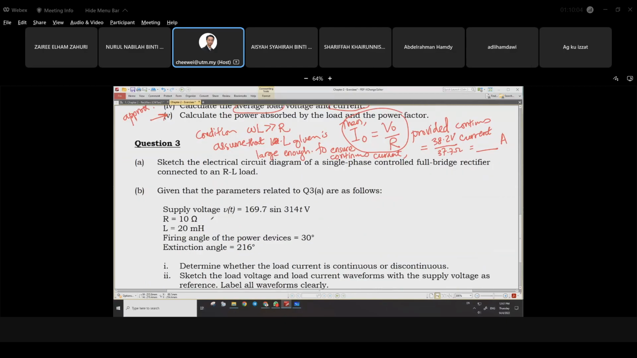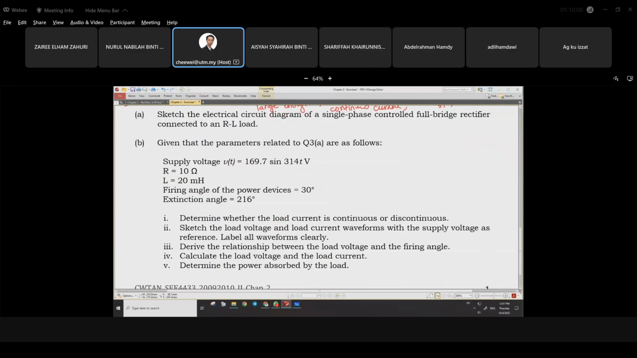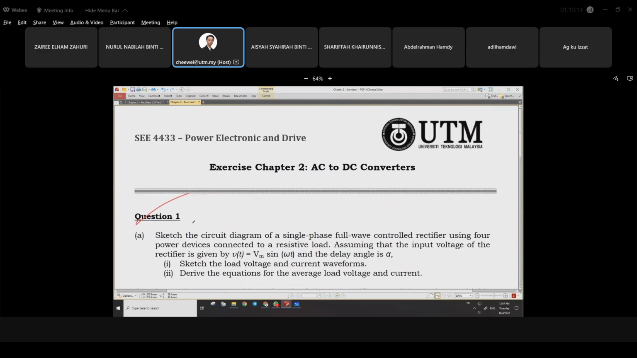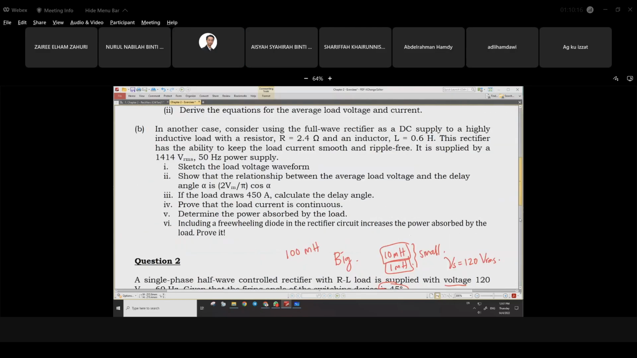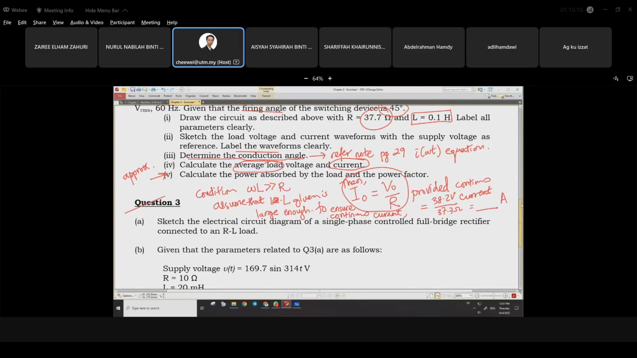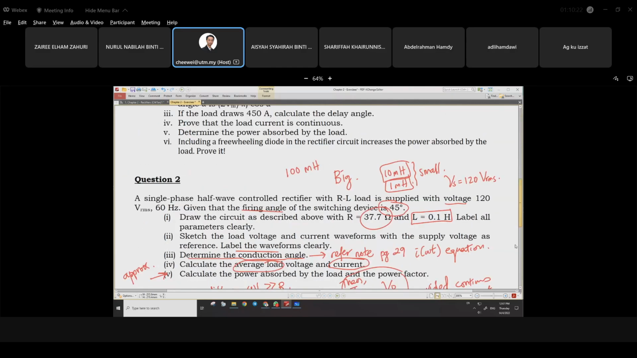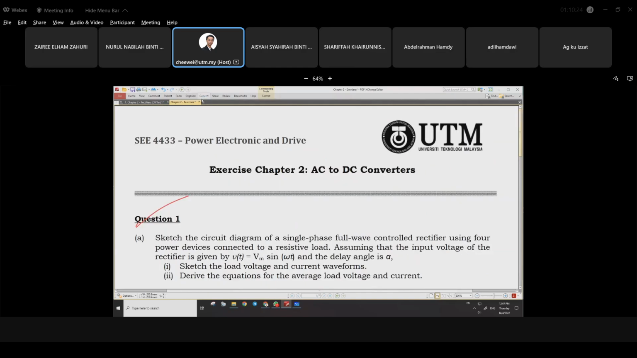Question number 3. I have discussed question number 2. So finish. There's only 3 questions, right? So please complete your exercise, yeah? Prepare for test 1 and 3. Finish everything so that you can compile and give it.